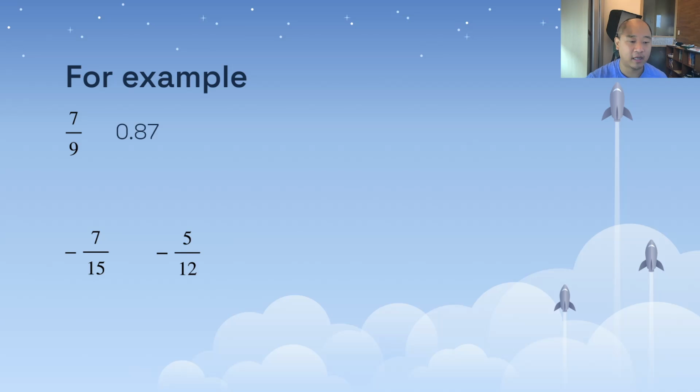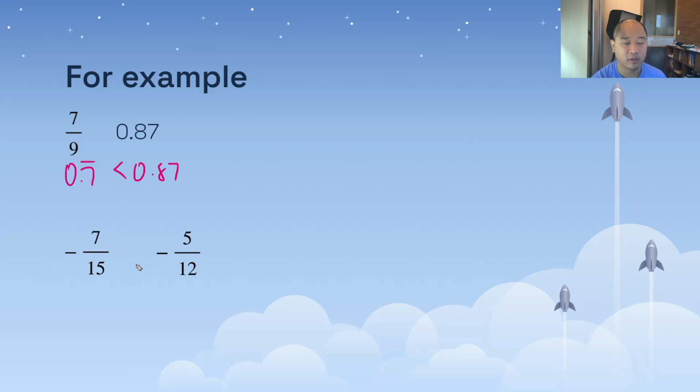And sometimes you will have to use decimals, or you'll be given decimals, and you have to compare them to fractions. So which one is bigger here? This is a greater than, less than, equal to kind of problem. So 7 divided by 9, I would convert this to a decimal, and you would get 0.7 repeating, which is going to be less than 0.87.